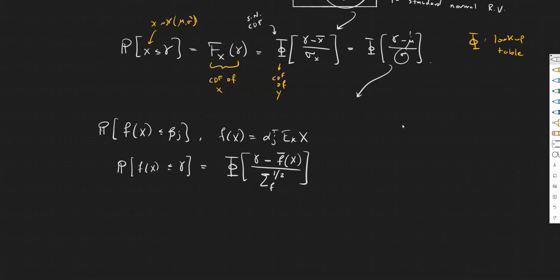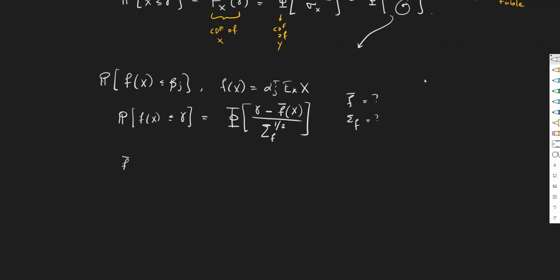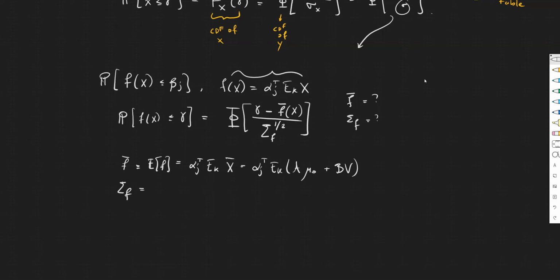There it is. So we have to compute the expected value of f, and we also have to compute the covariance of f. Okay. F bar. What is f bar? F bar is just the expected value of f, and f is this guy right here. So we take the expected value, and we get ek times x bar. But you remember x bar is just a times mu naught plus b times v. Aha, we got f bar. Easy peasy. Sigma f, you do the same procedure. We know what f of x is. I'm not going to do it here, but you can do it as an exercise. I know already, by just looking at it, that the covariance is going to have this form right here.